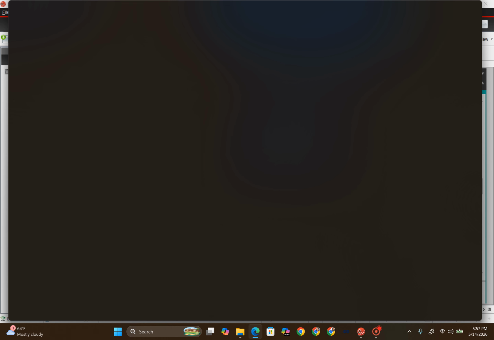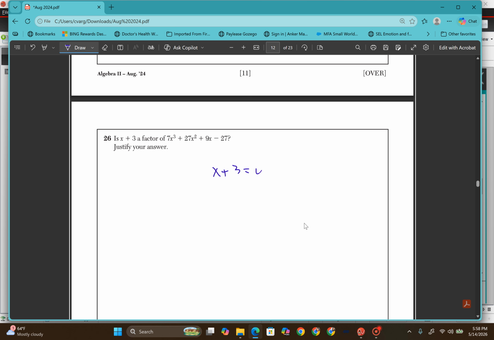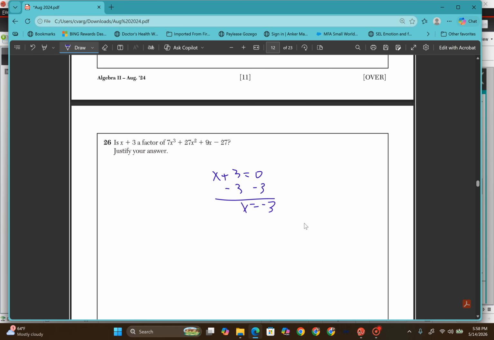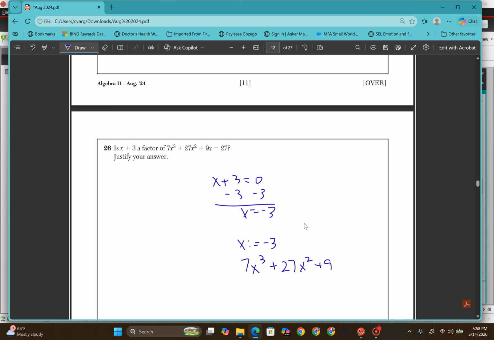So we did a problem like this with remainder theorem. Okay, so you go x plus 3 equals 0, and then you get negative 3. So x equals negative 3, and then you store that into the calculator, and then you're going to plug that into x, 7x to the third plus 27x squared plus 9x minus 27. So every time there's an x here, you're going to plug in negative 3. And when you do that, you're going to get 0. And if the remainder is 0, it is a factor. Okay? If the remainder is 0, it is a factor.